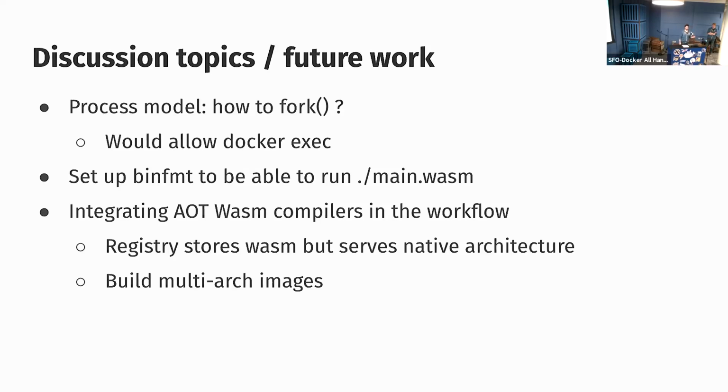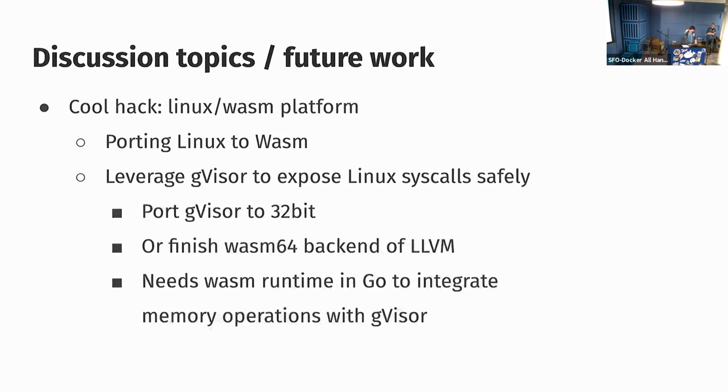Another aspect where you could put the ahead of time compiler is if you wanted to, instead of getting it at pull, making that at push. So essentially, when you build your image and you push it to the registry, instead of pushing a Wasm app with Wasm bits, you push all the different architectures that it compiles to from Wasm.